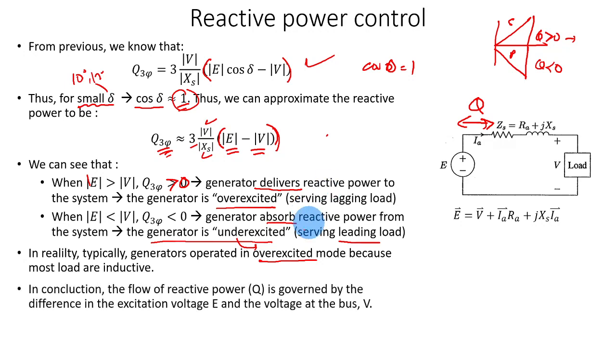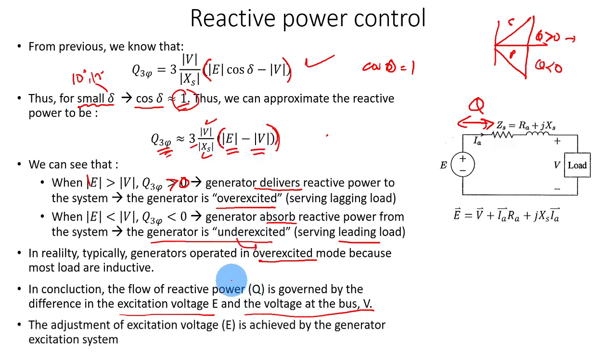So in conclusion, the flow of reactive power is governed by the difference between the excitation voltage E and the voltage at the bus V. It doesn't depend much on the angle delta; the big portion of Q is governed by the difference in magnitude between the generator voltage and the phase voltage.